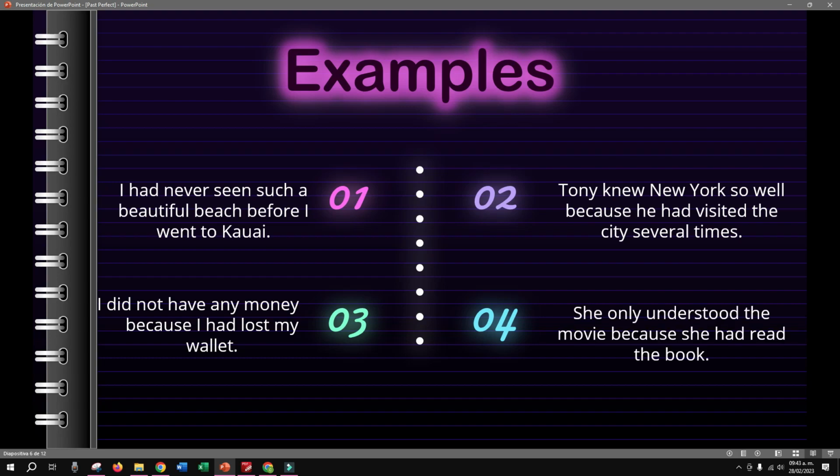Also, she only understood the movie because she had read the book. Before that action, she read the book, right? So she only understood it because she had read the book, right? So there you have examples of past perfect using what? Completed actions before something happening, right?